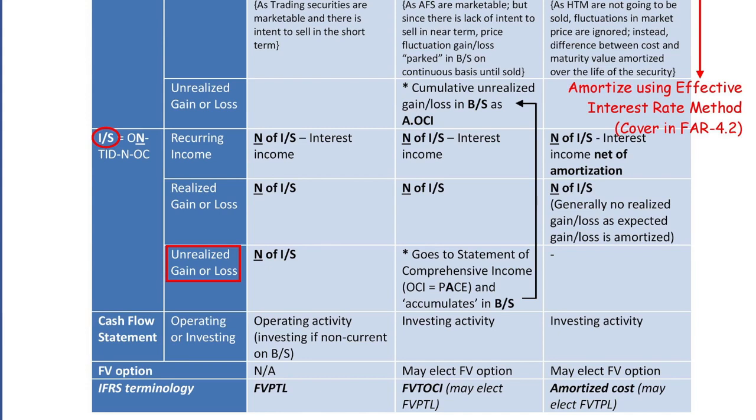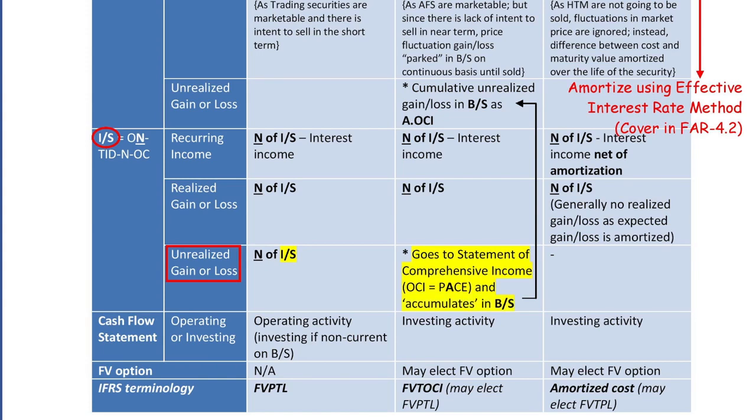So such unrealized gains or losses on these debt securities go into the income statement, non-operating income, if it is trading securities. But for available for sale securities, these unrealized gains or losses go to the statement of comprehensive income, that's OCI, and this is the A of the PACE, available for sale debt securities. And this unrealized gain or loss accumulates in the balance sheet.